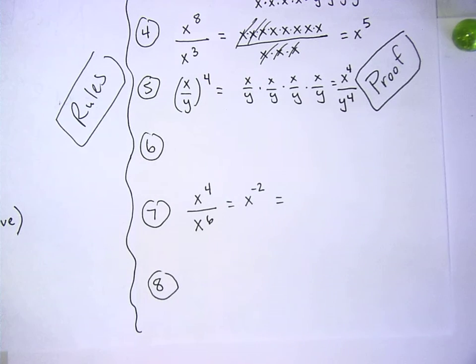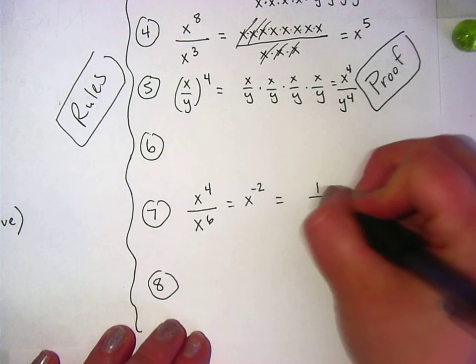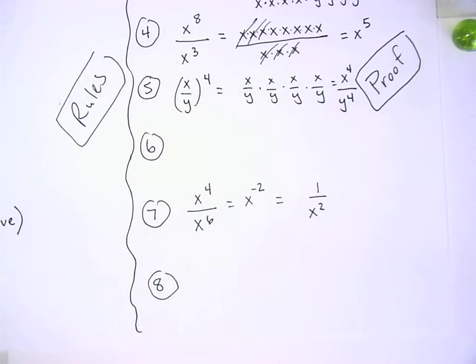Okay, so 4 x's on top, 6 x's on the bottom. How many are you canceling out? 4 x's, right? Can you imagine it in your head? What's left over? 2 x's on the top or on the bottom? So this would be 1 over x squared.